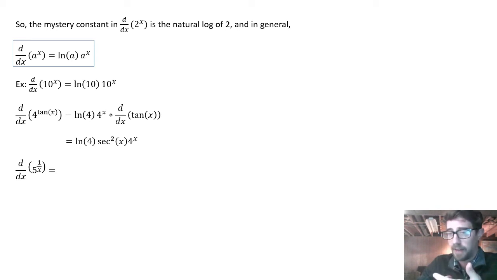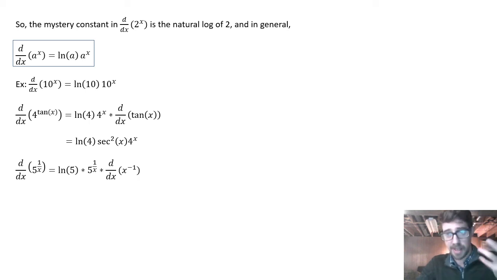Okay, so we have 5 to the 1 over x. So the inner function here is 1 over x. The outer function here is 5 to the something. So it's the natural log of 5 times 5 to the 1 over x. So times the original thing. So there's always an exact copy of the original function in these. And then also a copy of the 1 over x. And then you have to do the derivative of 1 over x, which you would do by converting that into an exponent. So just to remember, 1 over x is x to the negative 1.